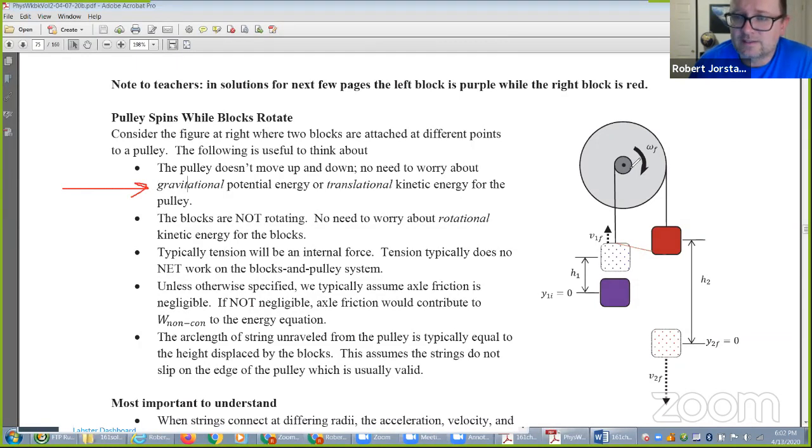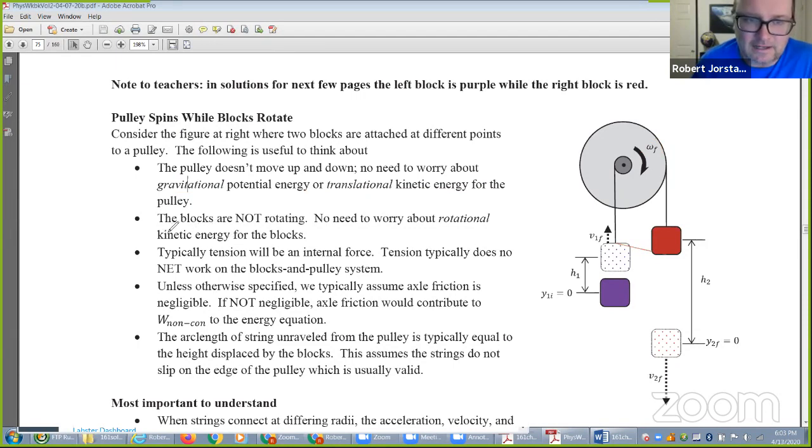We have a pulley, and so I don't need to worry about gravitational potential energy or translational kinetic energy for the pulley. Again, the pulley is rotating, so there's an omega, but it's not translating. It's not going from point A to point B. Translating is going somewhere in space. Here, the center of mass of the pulley, to be clear, we're talking about the pulley, is not moving.